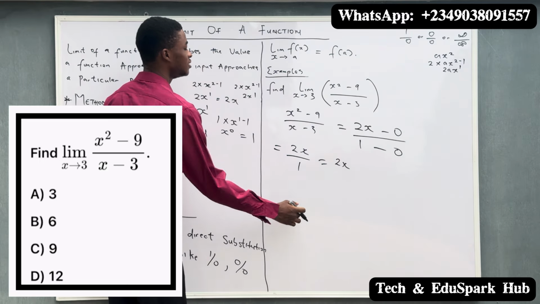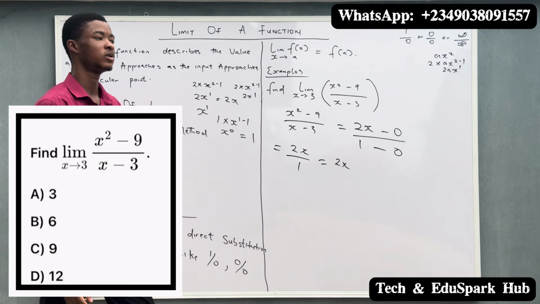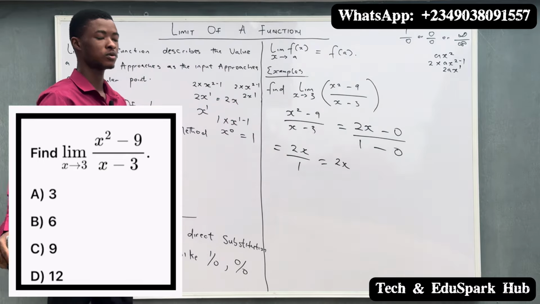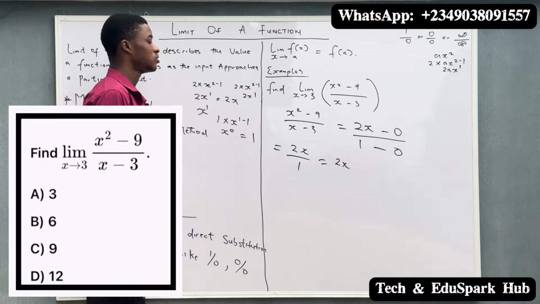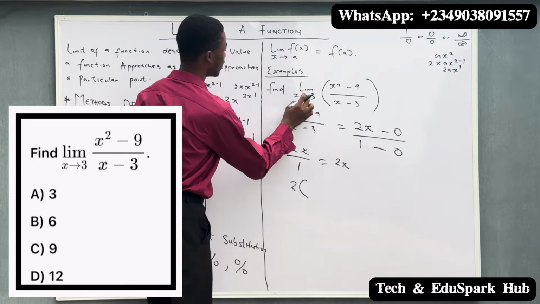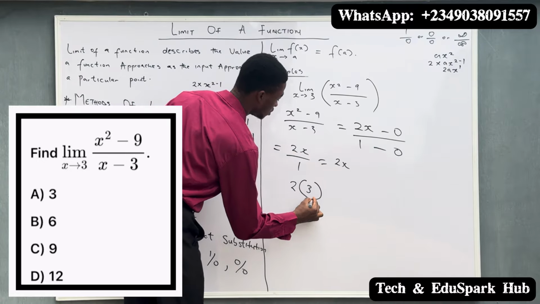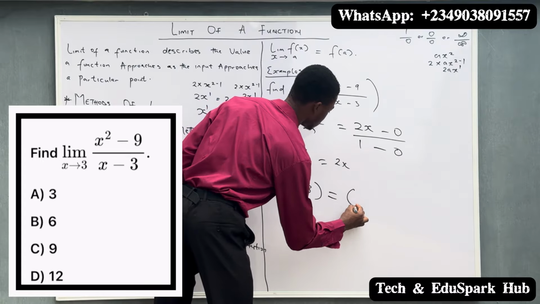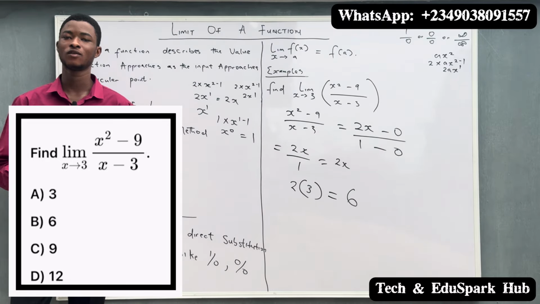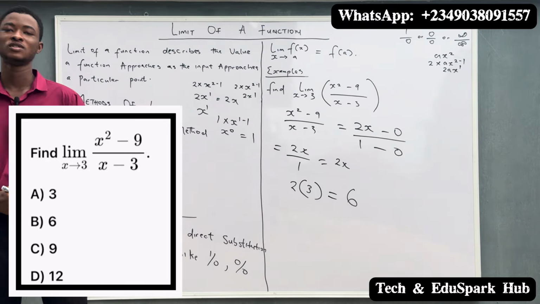So now that we have gotten this, we can now use the what? The direct substitution method by substituting x with 3, because x tends to 3 in our question. So in order to use the direct substitution method, we are going to have 2 open brackets. What is our x? X is equal to 3. And our final answer will be equal to 6. So looking at the question we have, option B is correct for this kind of question. So 6 is correct for this question.